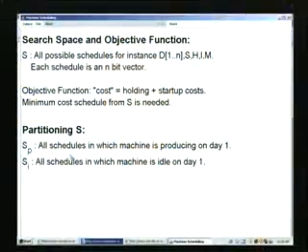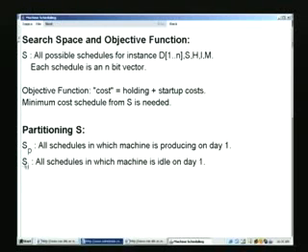Next comes how we are going to partition this. Here is a natural way in which the space can be partitioned. We'll ask, what happens on the first day? In subspace S sub p, we will put all schedules in which the machine is producing on day 1.